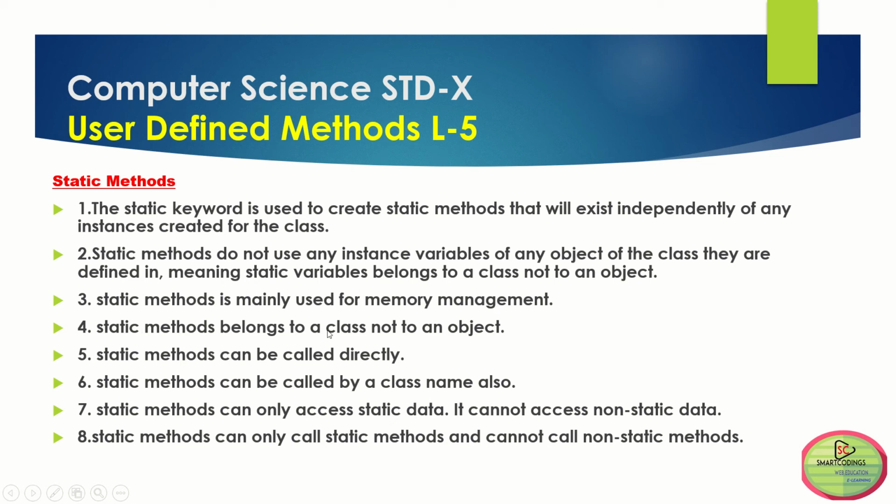Static methods belong to a class, not to an object. Very important point. Static methods can be called directly. This is another very important point which we'll be seeing through programming. Static methods can be called by a class name also because they belong to a class. So points number 4, 5 and 6 are very important. First, it belongs to a class, not to an object. Then they can be called directly and they can be called by a class name also.